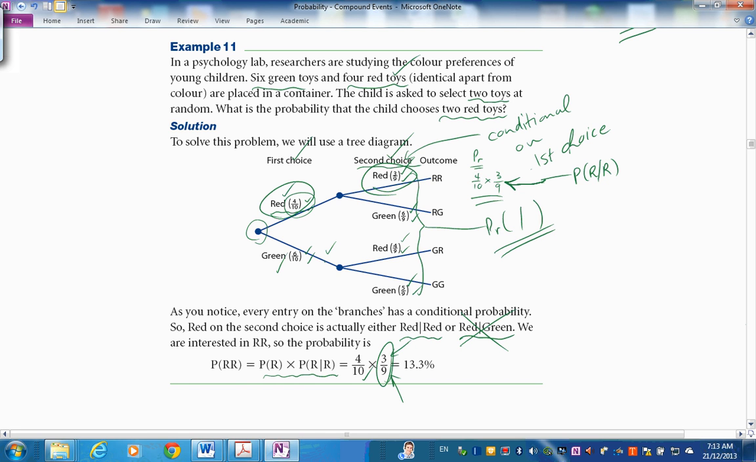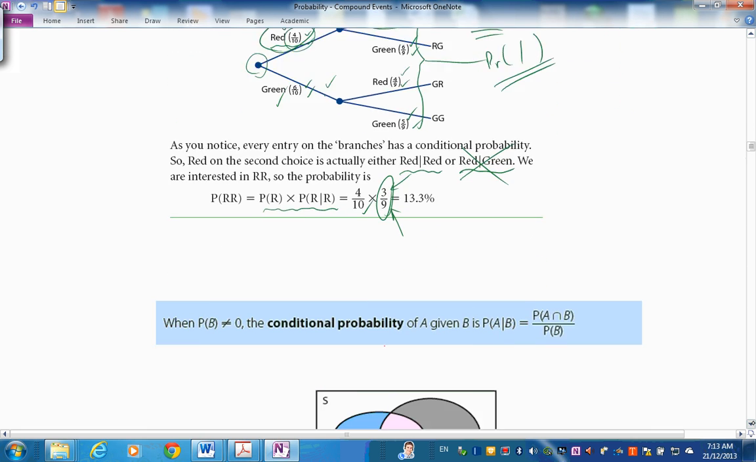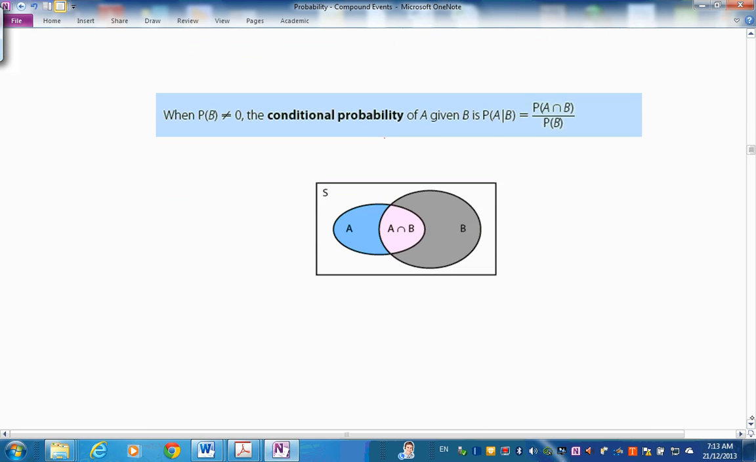Are you getting the idea? So we've got to keep our wits about us. Things have changed. You can't just say the probability of red is always 4 out of 10 as it is at the start, because we don't replace it. The second event, or the second choice, is conditional on the first. All right, think through that one. You might like to go back, rewind the presentation and check it out.